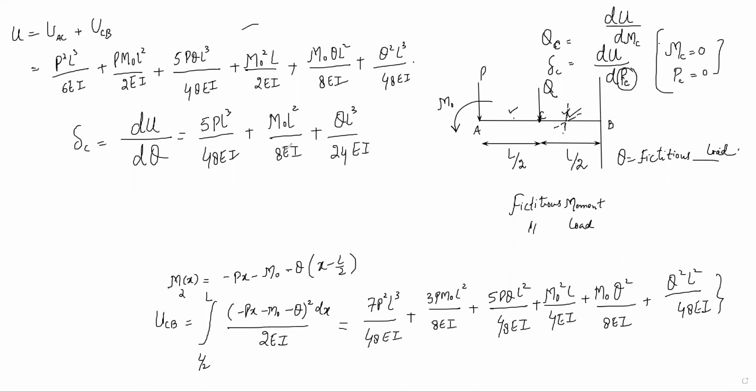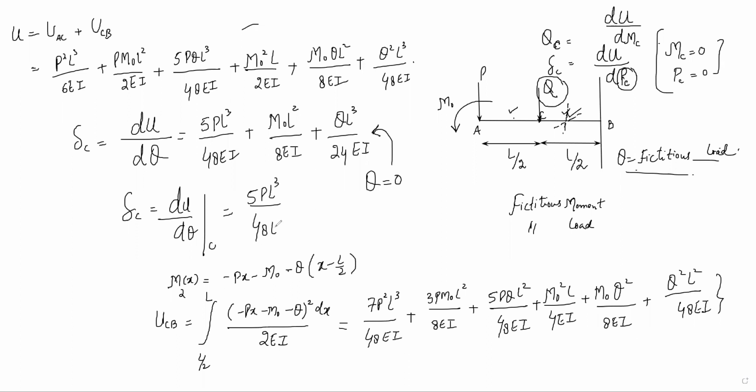This is a very important expression. This is the deflection at point C. But at point C, how much is the load? Q. But Q does not act because Q is a fictitious load. So Q has to be equal to 0. In this expression, put Q equal to 0. We will get dU by dQ at point C equal to 5PL cube by 48EI plus M naught L square by 8EI. That's it. So we have found the deflection at point C where no load was acting.